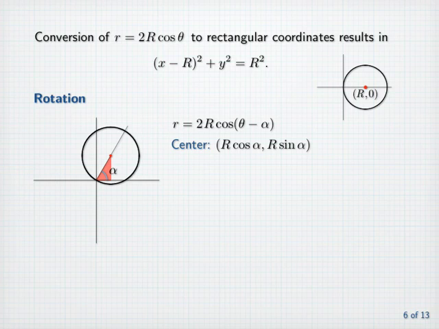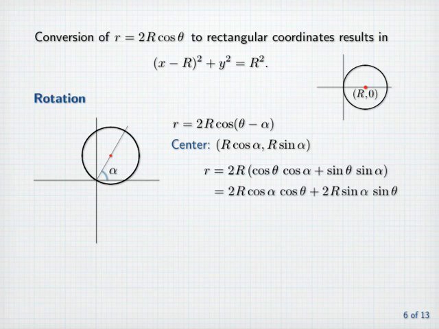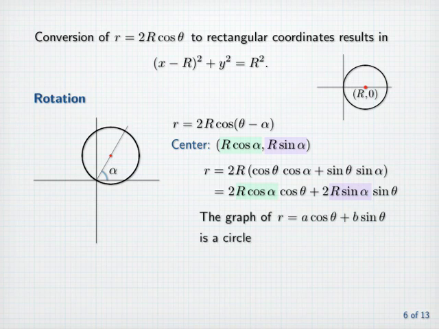Now let's rewrite cosine of theta minus alpha using the difference formula for cosine. This gives r equal to 2 R times cosine theta times cosine alpha plus sine theta times sine alpha. Notice that this equals 2 times the x-coordinate of the circle's center times cosine theta plus 2 times the y-coordinate of the circle's center times sine theta. So, for an equation of the form r equals a cosine theta plus b sine theta, the center of the circle can be easily identified from the coefficients a and b. That is, the graph of r equals a cosine theta plus b sine theta is a circle with center (a over 2, b over 2).